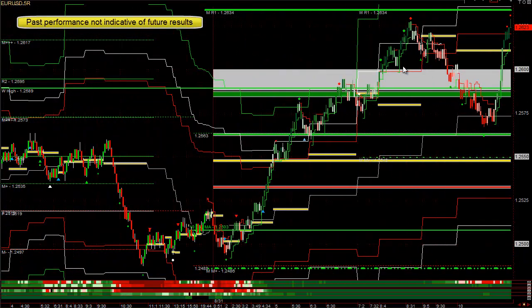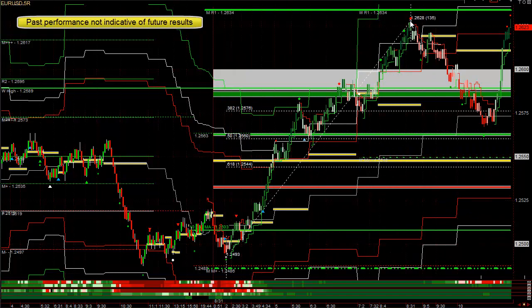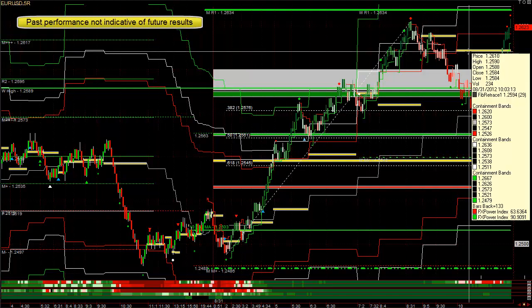And usually when currencies move a lot like this, they're going to pull back at least 38%. So you have a profit target already in advance, which is down here at 1.2576.